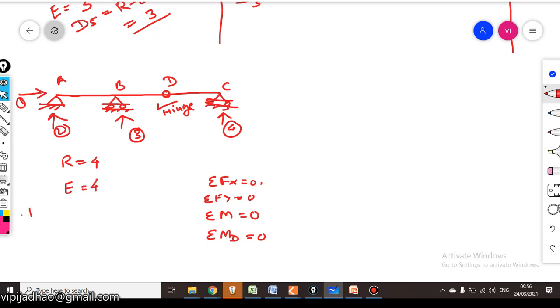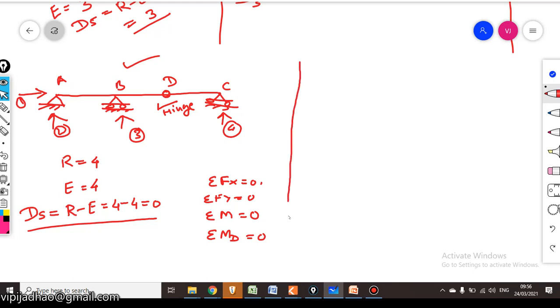Okay, therefore the degree of static indeterminacy here will be R minus E, and this will be 4 minus 4, so this is equal to 0. So for this particular beam, the degree of static indeterminacy will be 0. Okay, so this is a statically determinate structure. Why did it become statically determinate? Because of this additional hinge which is provided here.